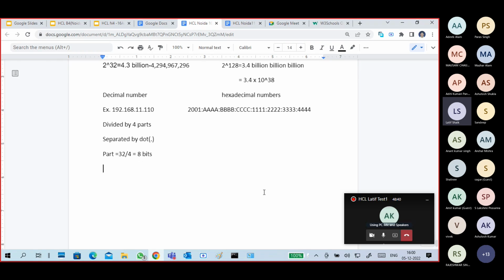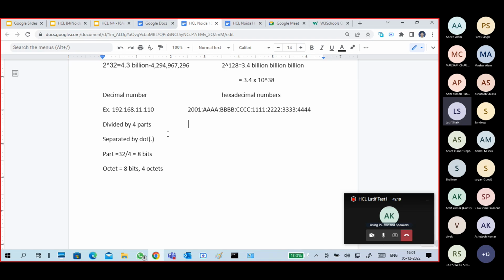Because it is 8 bits, it's called an octet. So that means you have 4 octets in an IP address. So 8 bits means an octet, and we have 4 octets.